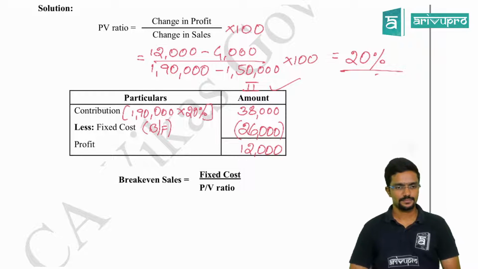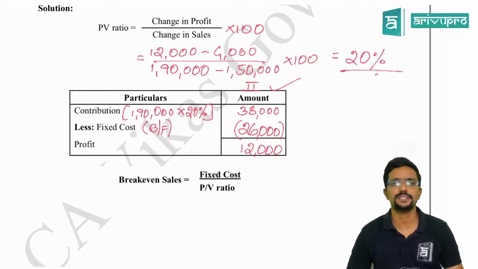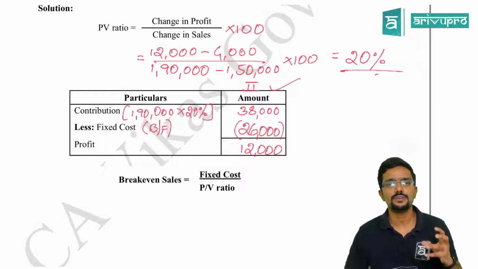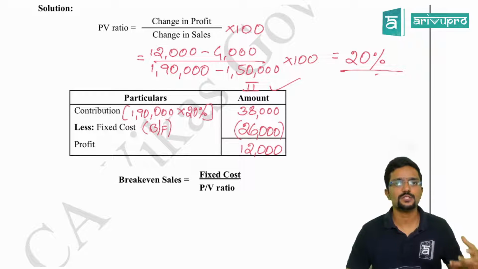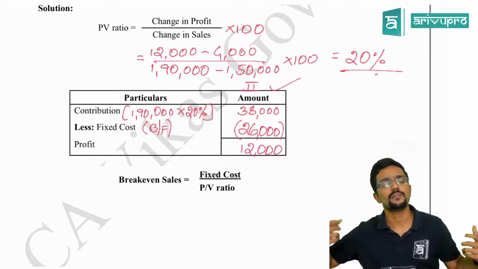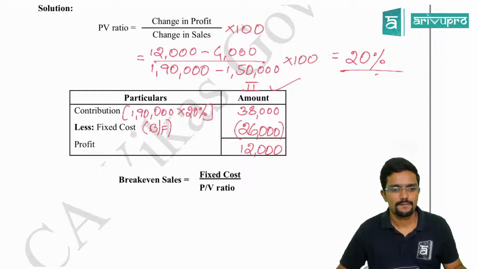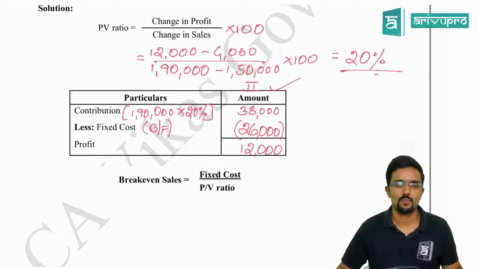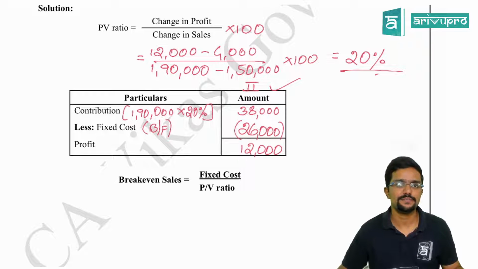Clear? And here, sir, how much is variable cost? Straight away I can tell 80%. PV ratio is nothing but sales minus variable cost over sales. So if my PV ratio is 20%, variable cost ratio would be 80%. B bar F, the full form is balancing figure. B bar F stands for balancing figure.